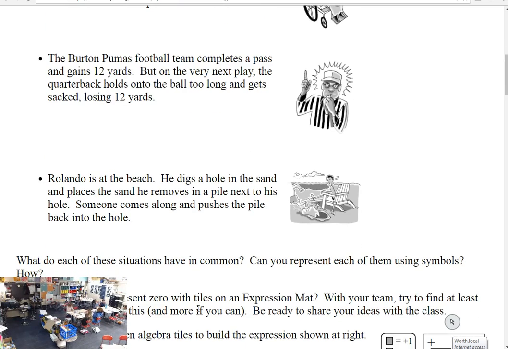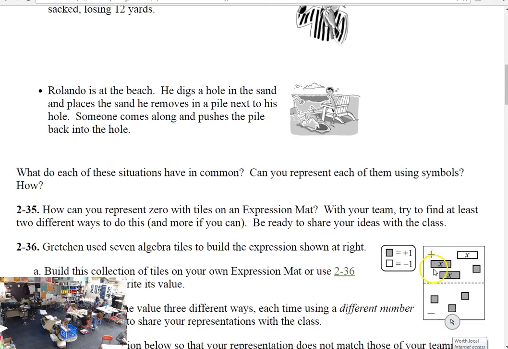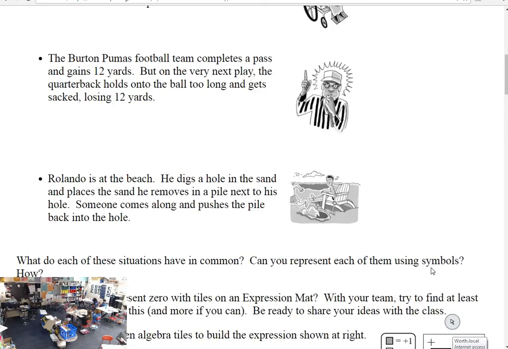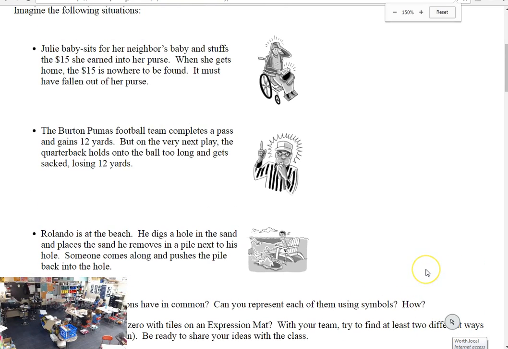What do these have in common? How would we represent them? What would we do with the mat? Take like 30 seconds to a minute to talk with your team. Taken out. 12 yards up, 12 yards down. Got 15 taken away.